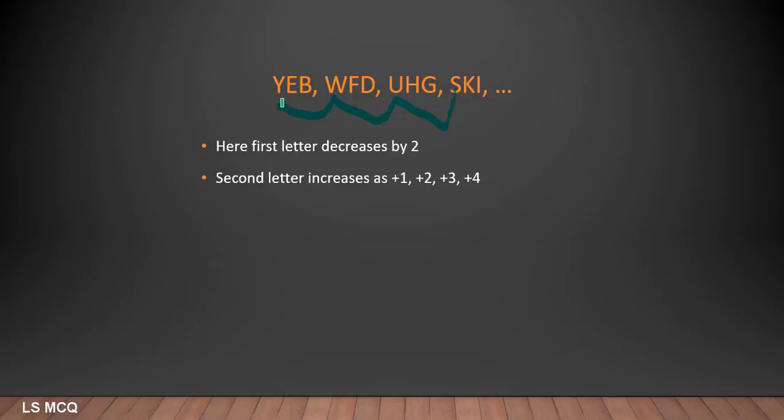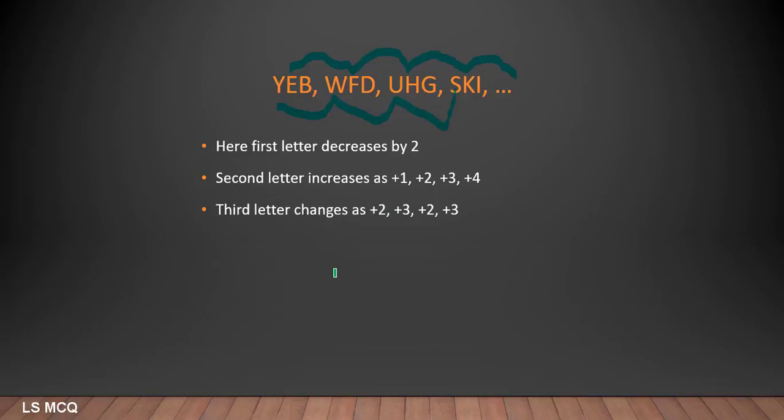So in regular terms the first letter is decreasing by 2. The second letter however is increasing by 1. From E it's going to F, so it's plus 1. From F it's going to H, it's increasing by 2. From H it's going to K, which is increasing by 3. So the next number in this sequence will increase by 4.